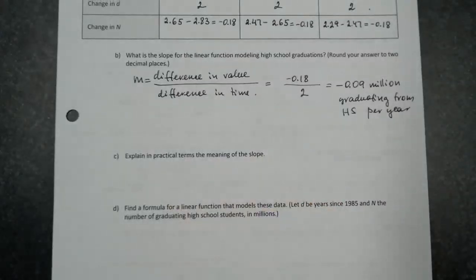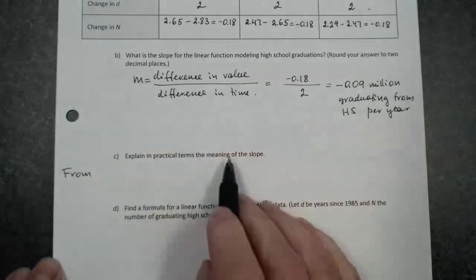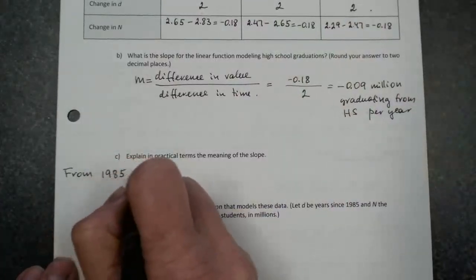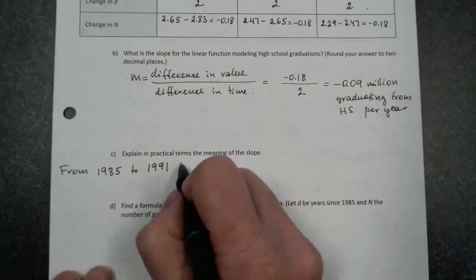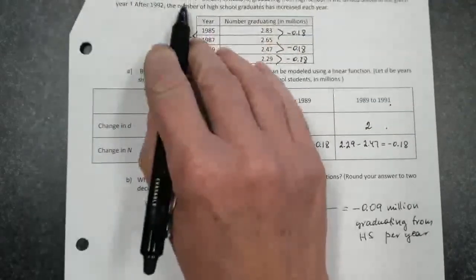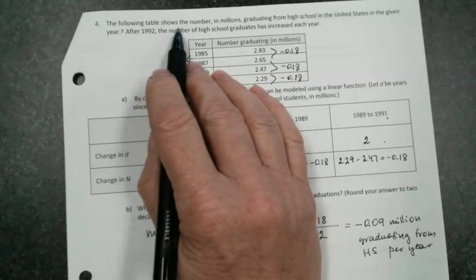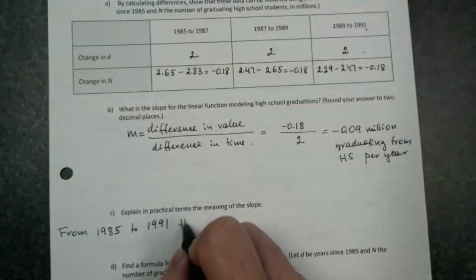Now we have to write the sentence in English. Everybody likes this. Who wants to help us? You always can start from what year to what year? From 1985 to 1991, right? And I don't like to make up my own words because English is not my native language. So I always look at the problem and I will just copy the same way.